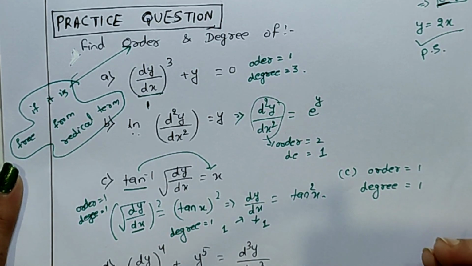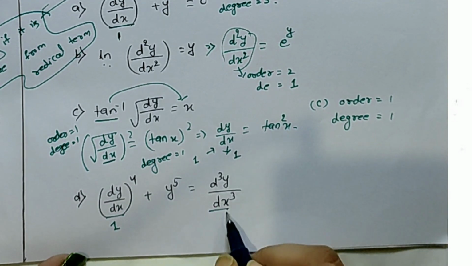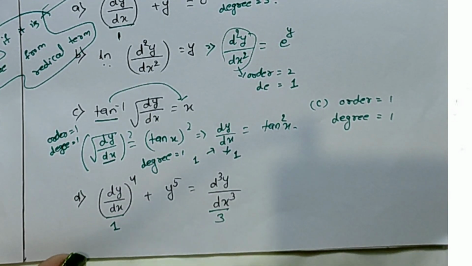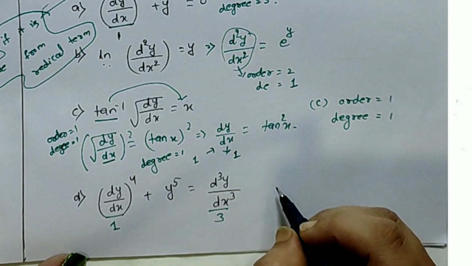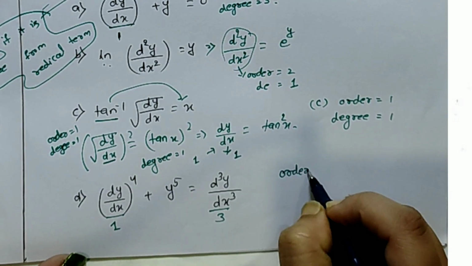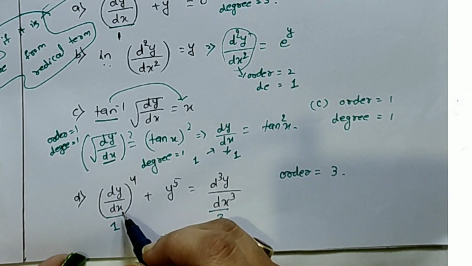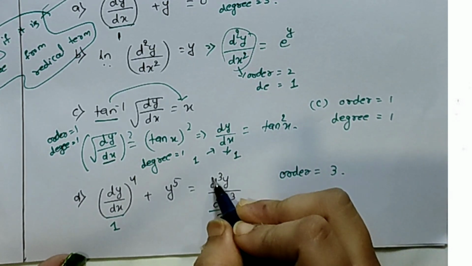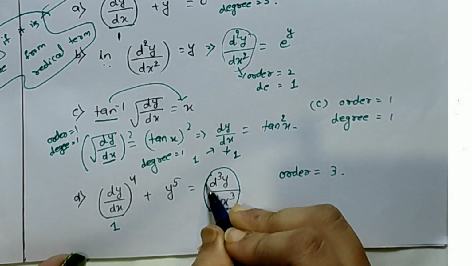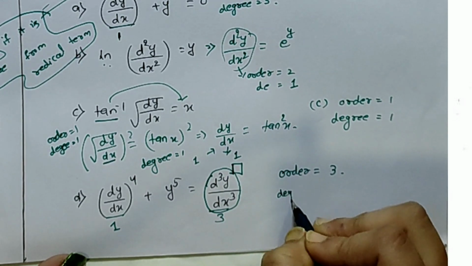Clear? Now this is a differential equation of order 3. The highest order derivative term gives the order, so order is 3. Now this has power 4, but this has power 1. And we know that the power of the term which determines the order is called the degree. So degree is 1.